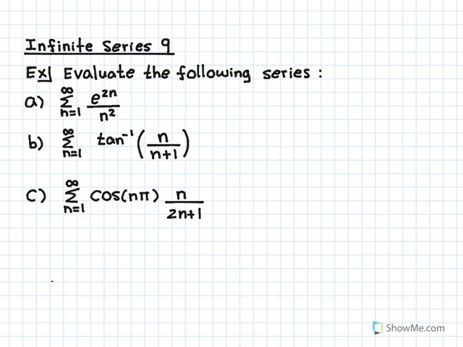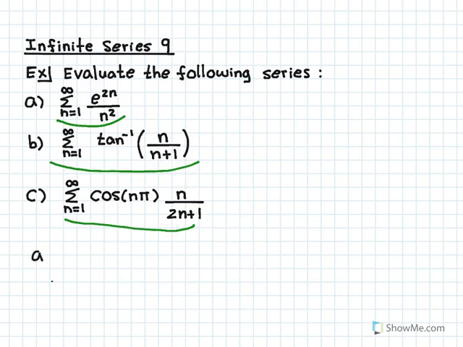In this video, we're going to look at a few more infinite series, and we're going to be evaluating these series for whether they converge or whether they diverge. So question A, summation n goes from 1 to infinity e to the 2n divided by n squared. Part B, summation n goes from 1 to infinity arctangent of n divided by n plus 1. Part C, summation n goes from 1 to infinity cosine of n pi times n divided by 2n plus 1.